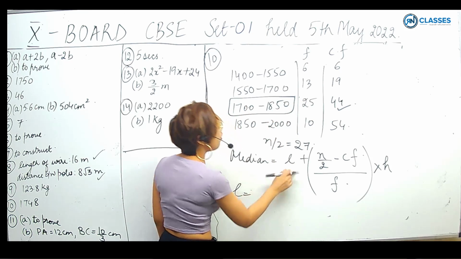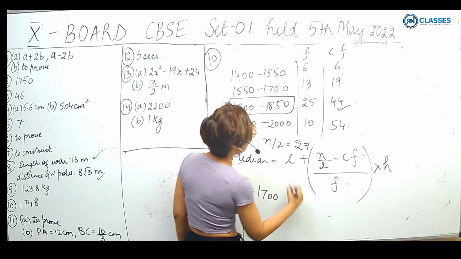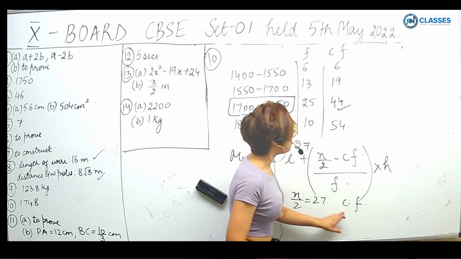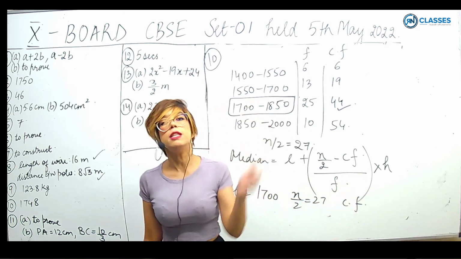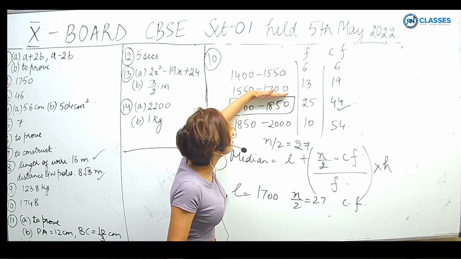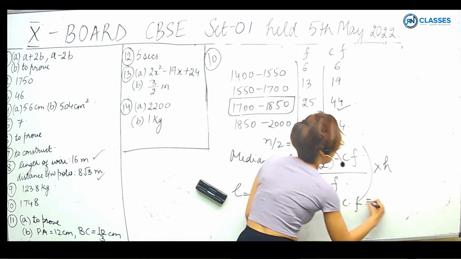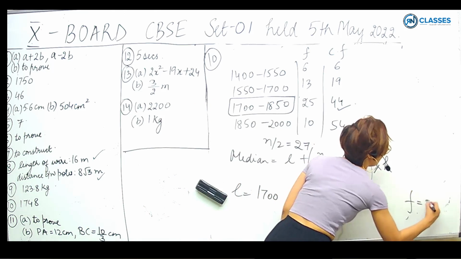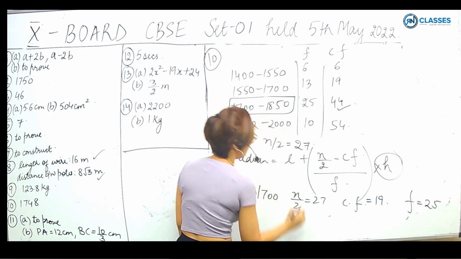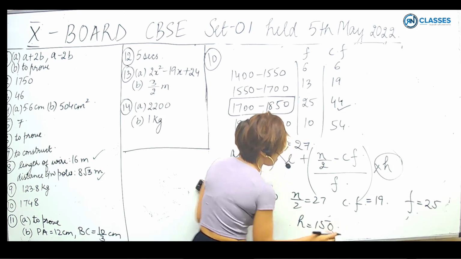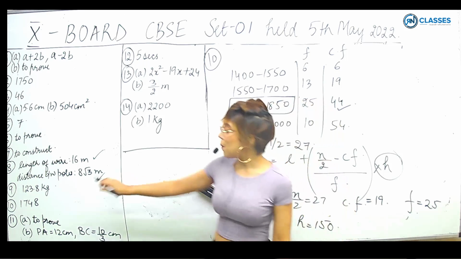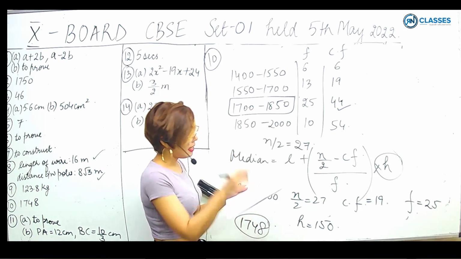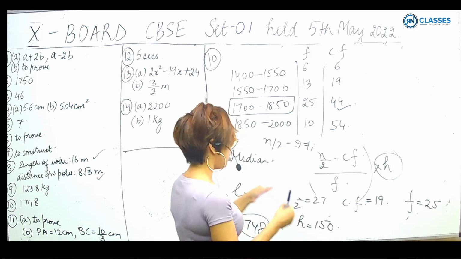So, L, which is the lower limit of the median class, 1700. n by 2 we have already found out, that is 27. Now, cumulative frequency of the class preceding the median class. So, my median class is this, preceding one is this, cumulative frequency is this, 19. Frequency of the median class, which is 25. And class size is obviously 150. Substitute it and you will get a very nice answer of 1748. 1748. Alright, let's move on to section C and question number 11.